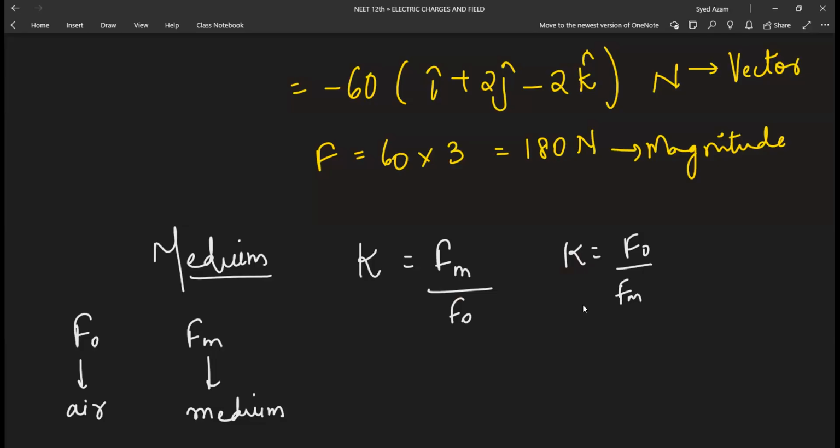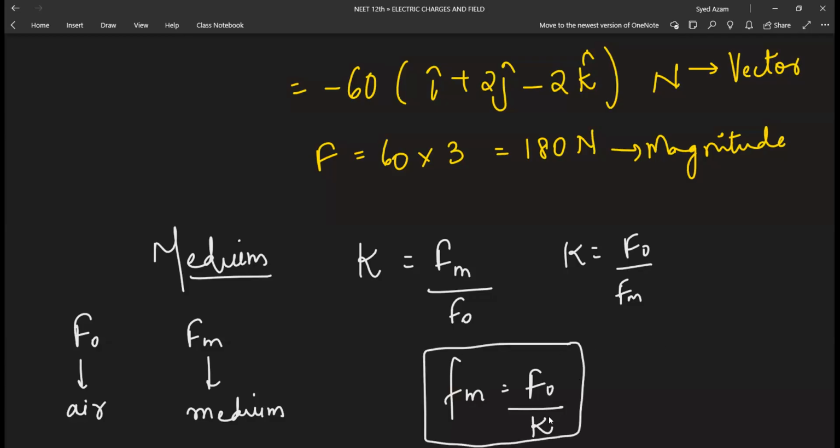F medium by F0, mostly. See, when you have the forces in the medium, your force in air will always be divided by K, whatever is the dielectric constant, right? So your force in the medium will always be the force in air divided by K. Now tell me, which is right? F medium is equal to F0 by K, the second one. Whenever you have the force in the medium, remember that it gets divided by the dielectric constant. So this one isn't correct. That's why I wrote both of them, because these are very confusing while writing.